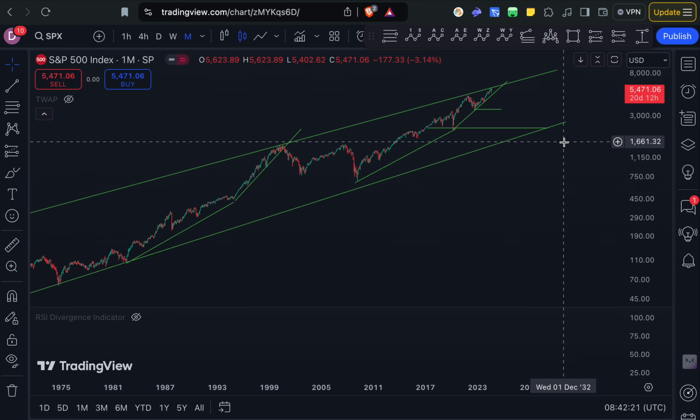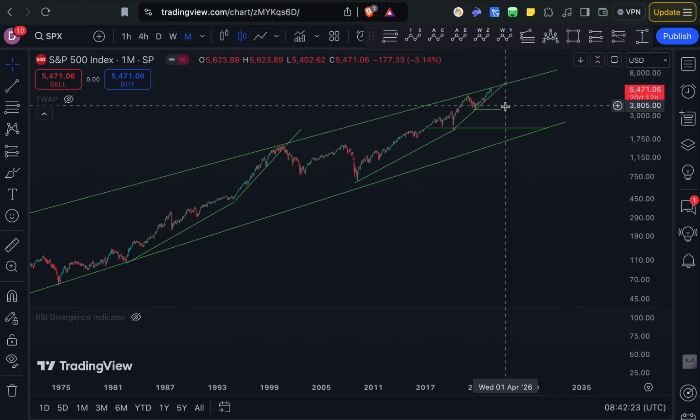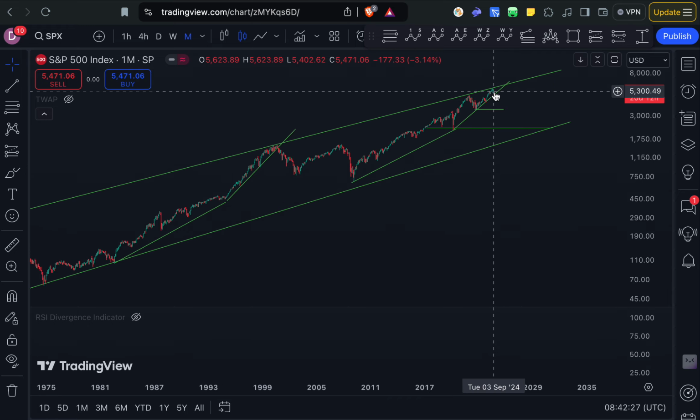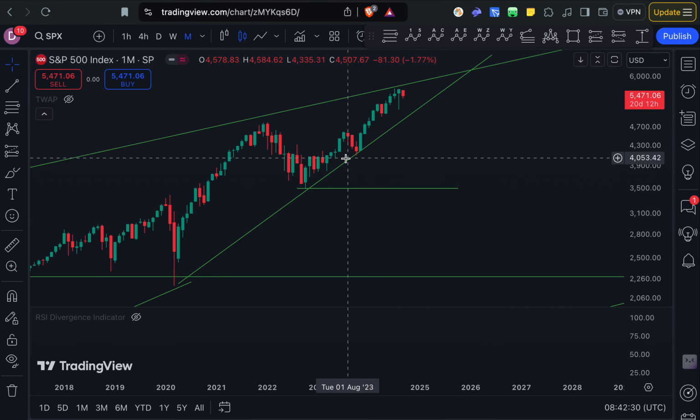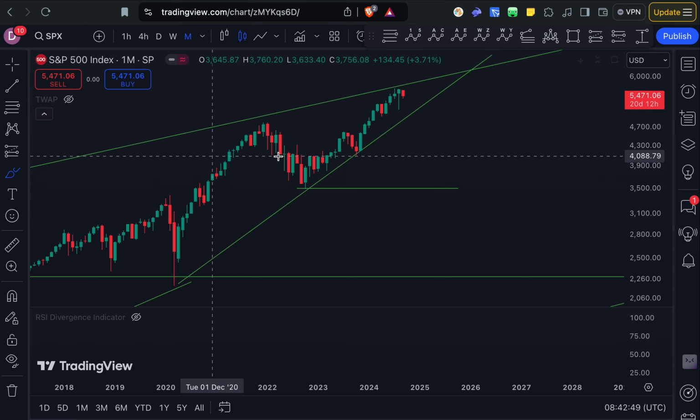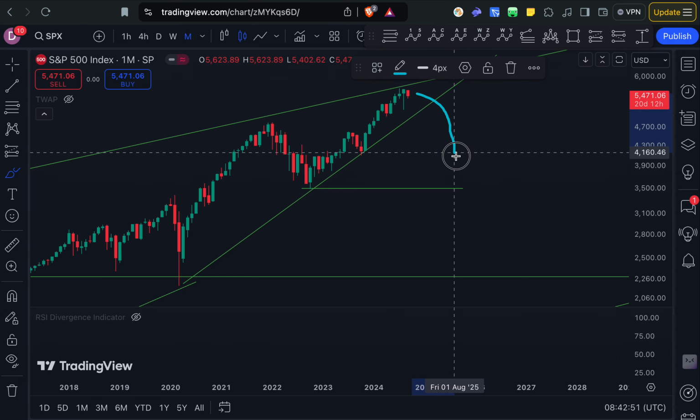90% likely that we actually crash, the market crashes. 10% chance that we go to the upside. So let's say, looking at this chart here, now is what, September 2024, we could go sideways even until like Q2 of 2025. But in Q1, Q2 of 2025, it is quite likely that this thing will go.